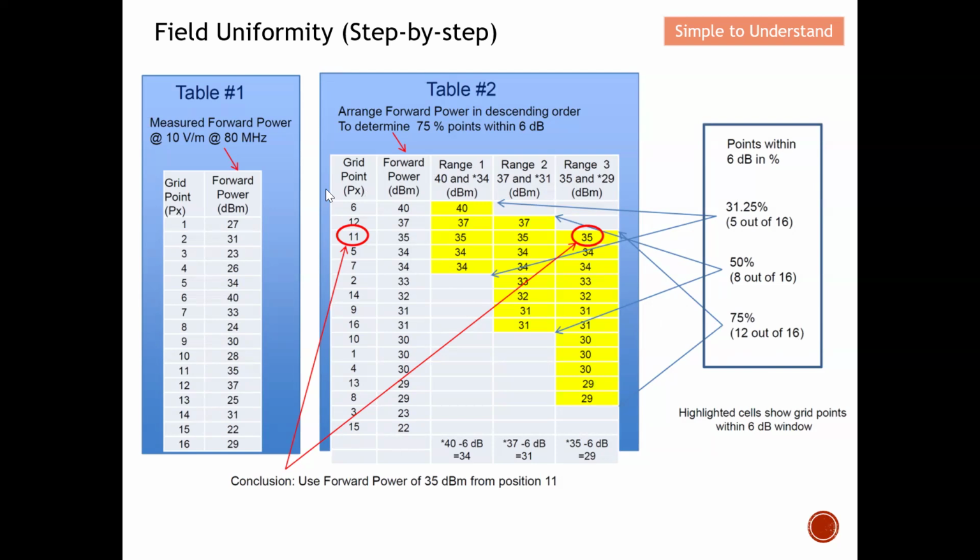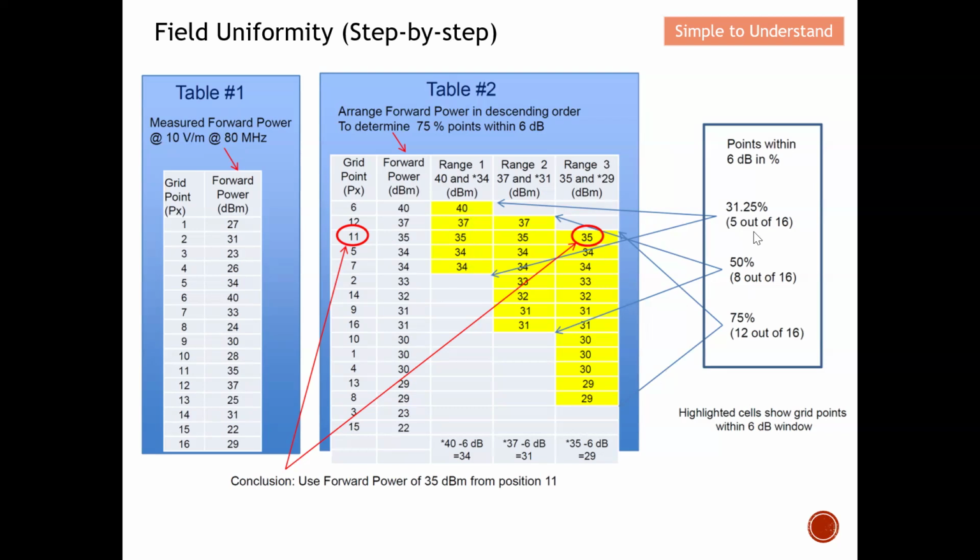Firstly, I do a quick recap. I measure the forward power: how much forward power I need in order to achieve 10 volt per meter. For example, for this test, I do it at 80 megahertz. Once I have done this, I arrange the power from the biggest forward power to the lowest. After that, I use the first one, I minus 6, so it will be 34.